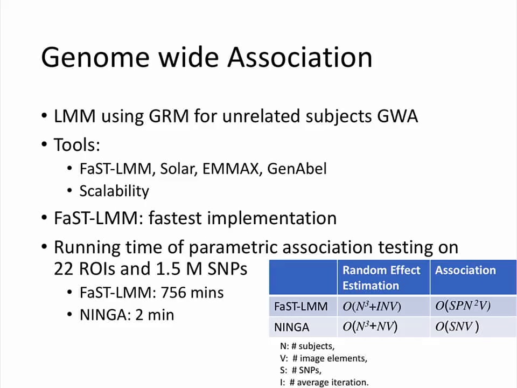Recently, the mixed effect model has been suggested for the genome-wide association analysis of unrelated individuals. And the tools in the genetic field to do that are not scalable, not surprisingly. To the best of our knowledge, the fastest implementation is FastLMM. For the association of 22 ROIs with more than 1.5 million SNPs, FastLMM requires more than 700 minutes, and Ninja can do it in 2 minutes, because of the reduced computational complexity of Ninja.